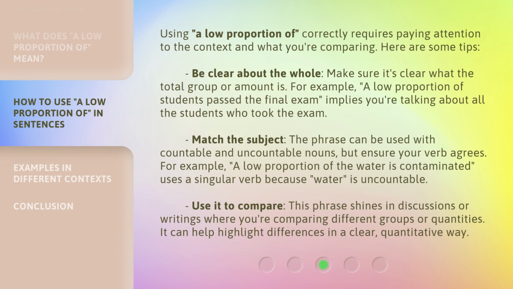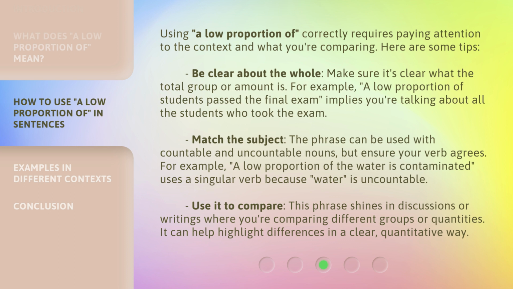Using a low proportion of correctly requires paying attention to the context and what you're comparing. Here are some tips. Be clear about the whole. Make sure it's clear what the total group or amount is. For example, a low proportion of students pass the final exam implies you're talking about all the students who took the exam.